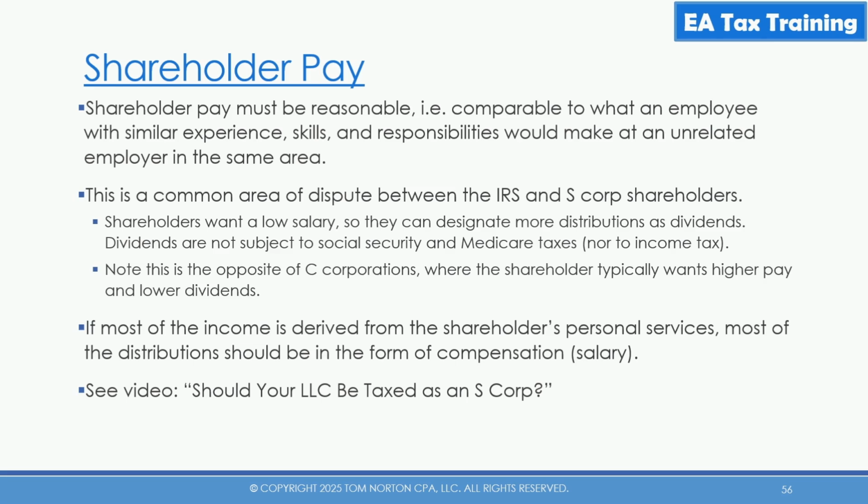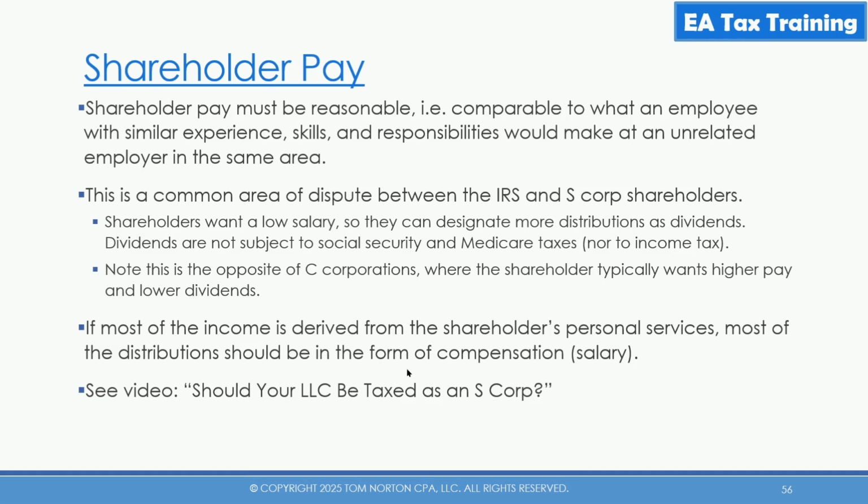Another argument that the IRS will often make is that if most of the income that is derived by the S corporation is from the shareholder's personal services, then most of the distributions should be in the form of salary rather than dividends. So let's say you are, for example, a tax preparer, and the income that you're getting through your S corporation is primarily from fees for filing tax returns. The IRS would argue that most of that income then should be in the form of salary, because if you are working for someone else preparing tax returns, then you would be getting a salary. It should be no different just because you happen to have an S corporation.